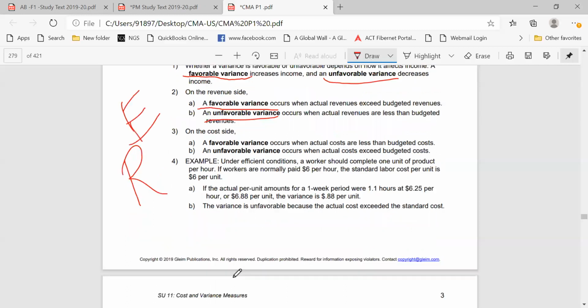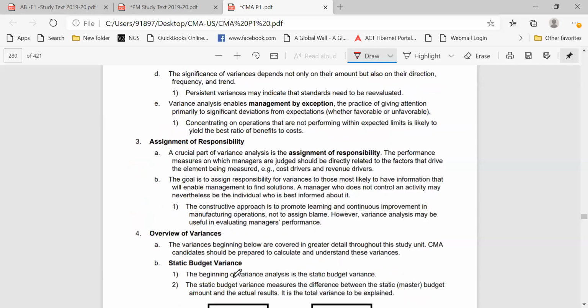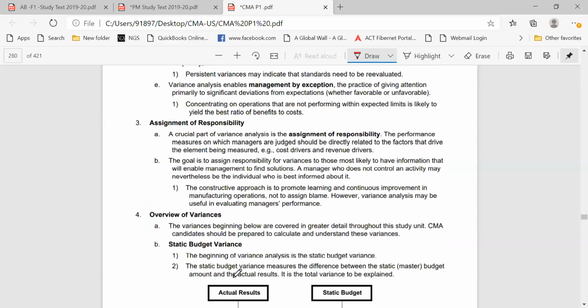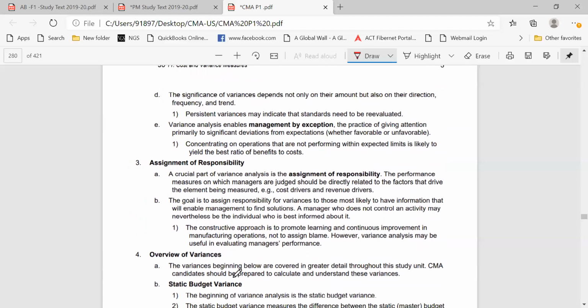Now, moving forward, assignment of responsibility, overview of variances. The crucial part of variance analysis is the assignment of responsibility. The performance measures on which managers are judged should be directly related to the factors that drive the element being measured, that is cost drivers. The goal is to assign responsibility for variances to those most likely to have information that will enable management to find a solution. The constructive approach is to promote learning and continuous improvement in manufacturing operations, not to assign blame.